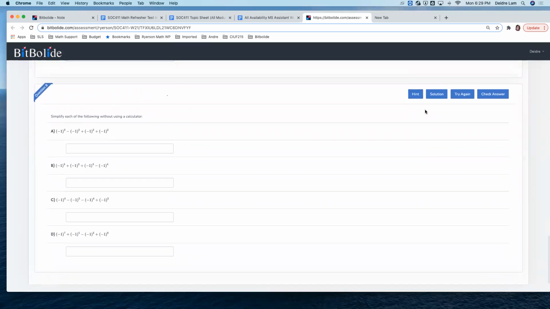The test will look exactly the same as the practice, but without the check answer button. Hence, use the practice module as many times as possible prior to taking the module test.